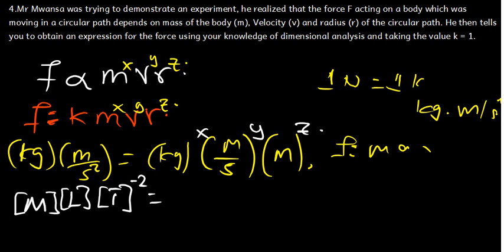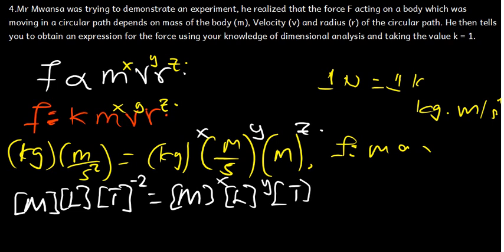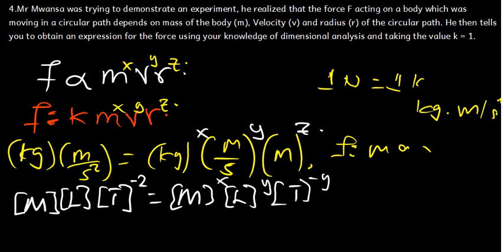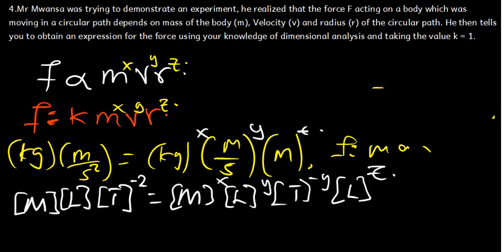So we are going to say that kgs is meters to the power x, then this is length to the power what? Y. But then this is going to be time to the power -1, but now because it is raised to the power y, it's going to be to the power -y. Then we are going to have m, which is length, to the power z. So now I can get rid of this to create space.